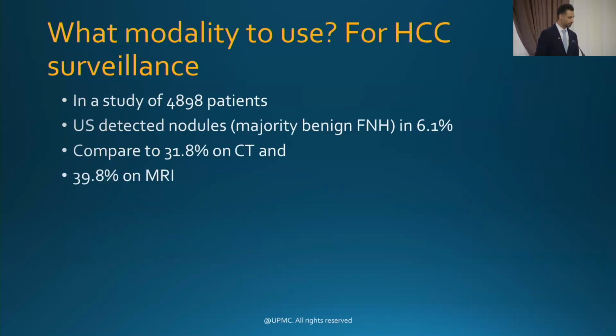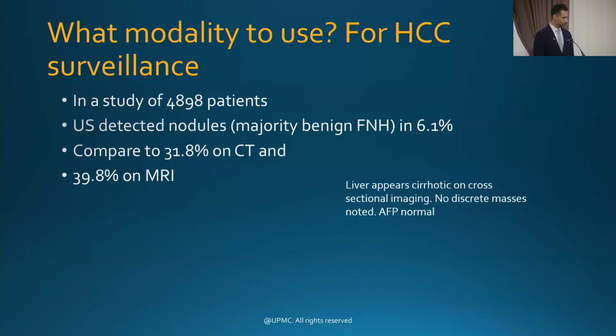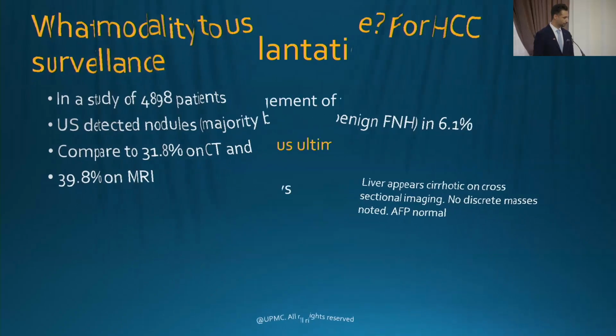What modality to use is also hugely problematic, in my opinion. This study suggests that ultrasound is probably inadequate, but as we know, MRI is not feasible in many of our patients, and subjecting them to six-month contrast CTs is probably not the right thing. Our patient's imaging showed cirrhosis, but no obvious lesions. His alpha-fetoprotein was normal.